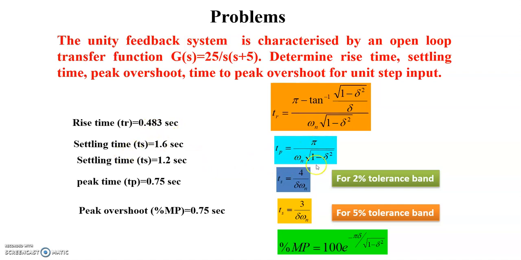Next is the peak time. Peak time is pi by omega n root of 1 minus zeta square. You can substitute the omega n and the zeta value, and you find the peak time is 0.75 seconds. Next is the settling time for 2% tolerance band: Ts is equal to 4 by zeta omega n, which is 1.6 seconds. Similarly for 5% tolerance, it will be 1.2 seconds. Next, percentage MP is 100 into e power minus pi zeta divided by root of 1 minus zeta square. You know the zeta value, so you can substitute and find the peak overshoot.